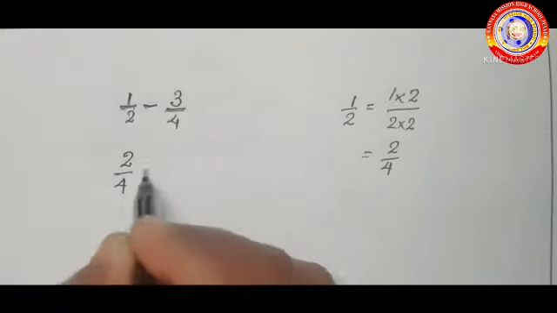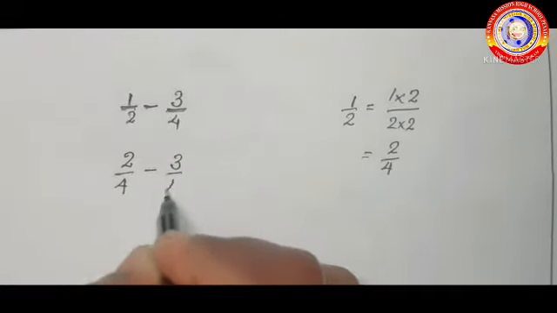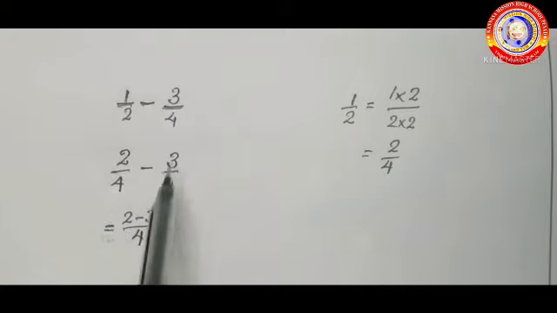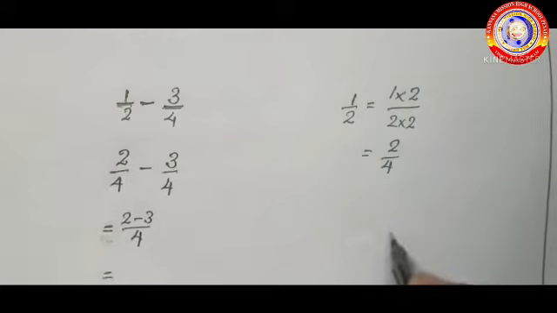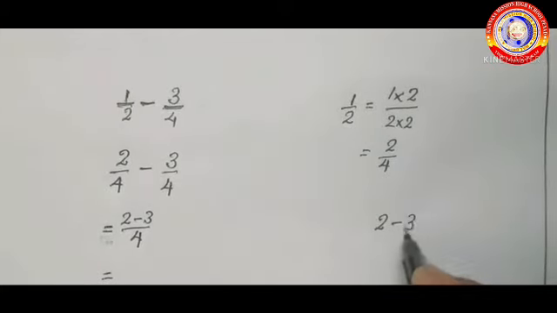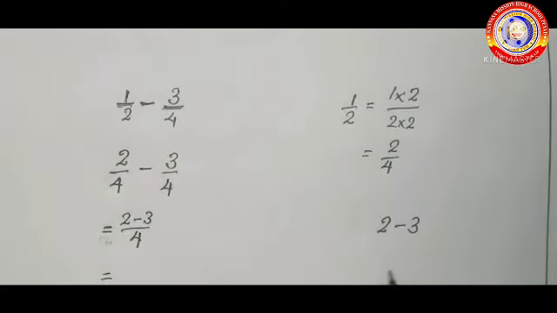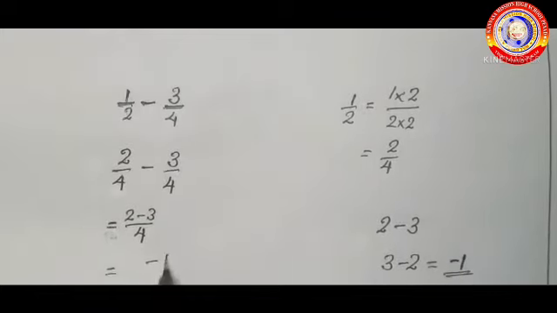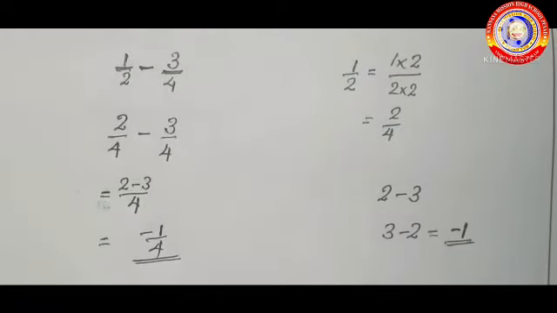Then 1 by 2 minus 3 by 4 becomes 2 by 4 minus 3 by 4, which is equal to denominator 4. Then numerator 2 minus 3. We have to find out the value of 2 minus 3. We know that when two numbers are in different sign, we have to subtract the smallest number from the largest number. That is 3 minus 2. 3 minus 2 is 1. Then put the sign of largest number. So it becomes minus 1 by 4.